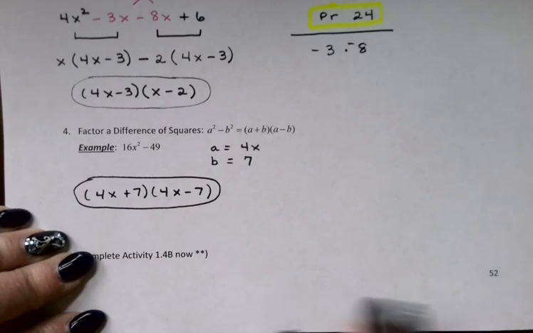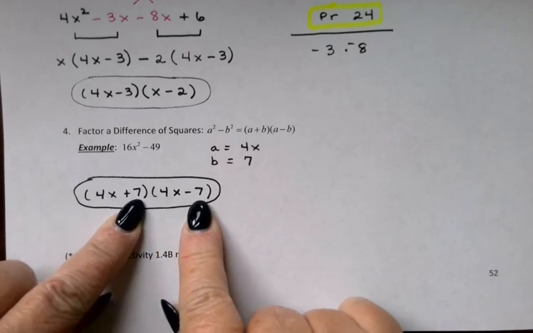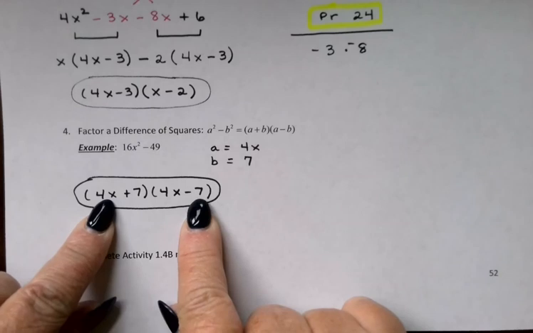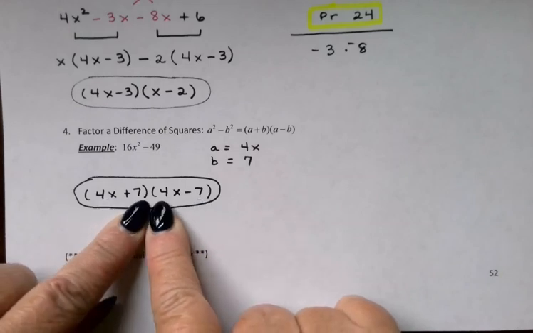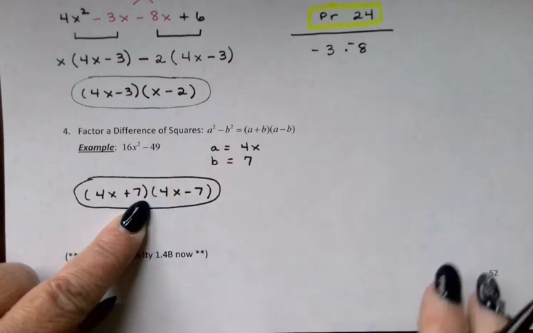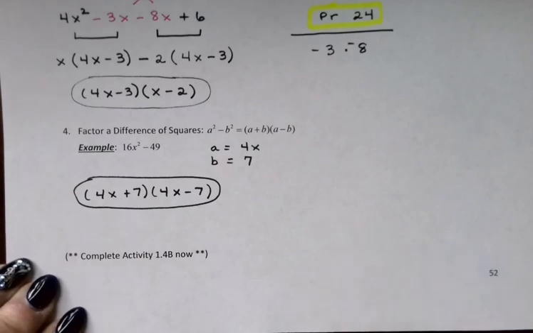One thing to note here, you can definitely see where that 16x squared and that negative 49 come from. But notice that the negative 28x on the outers and the positive 28x on the inners would add up to 0, which is why we don't have a middle term on this particular quadratic. All right, so there's a brief review of factoring for you. Time to go do some practice problems and then come back for part C.